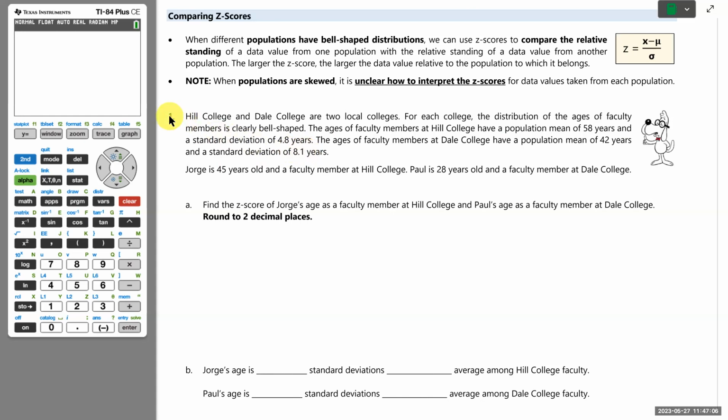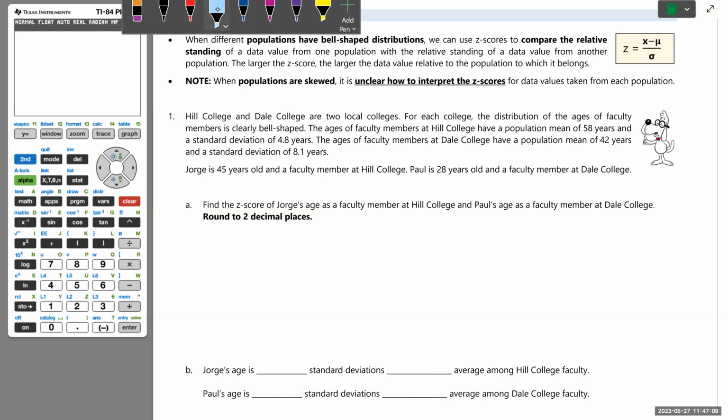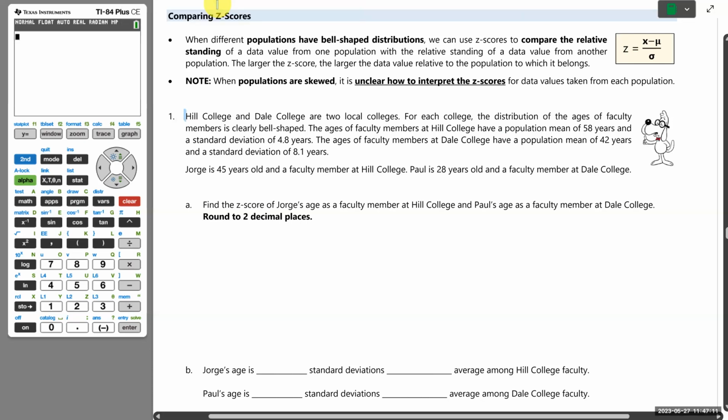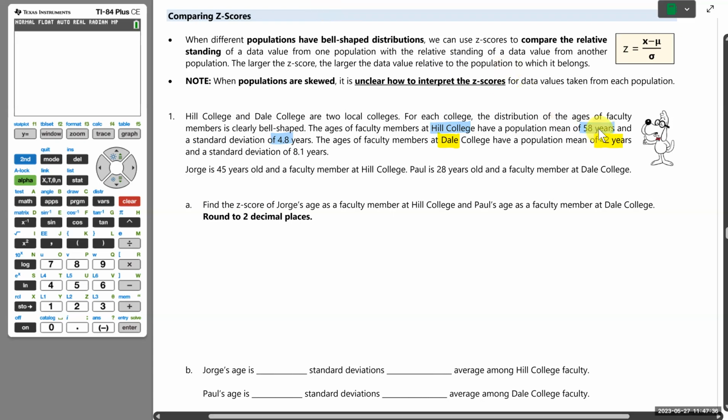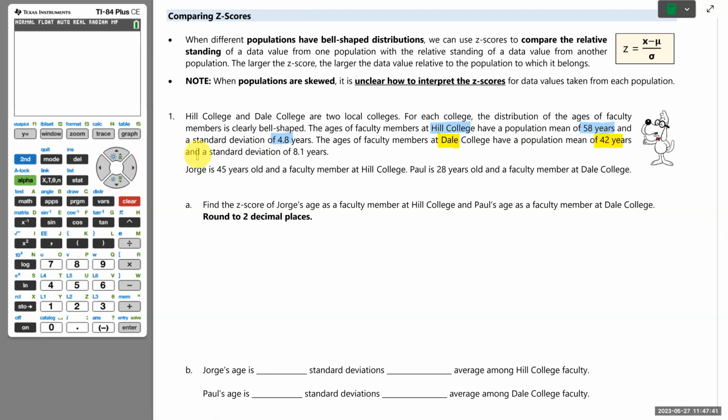All right, so I'd like to just do a little highlighting here first. So at Hill College, the mean or the average age of faculty is 58 with a standard deviation of 4.8. And then let me switch here to Dale College. So at Dale College, the mean is lower, only 42 years compared to 58 at Hill College. And for Dale College, the standard deviation is 8.1 years.